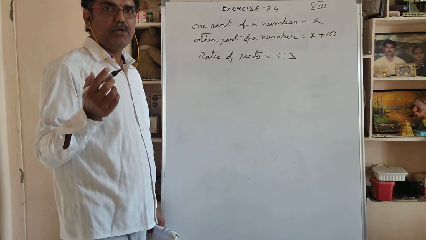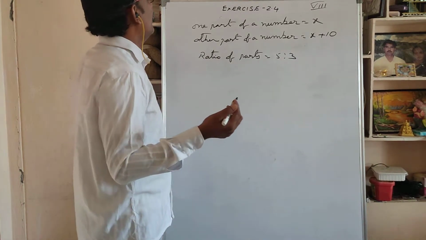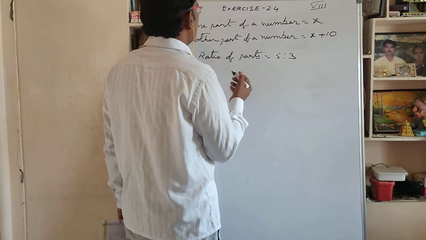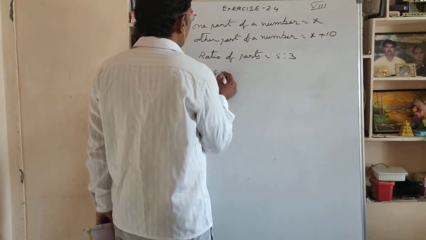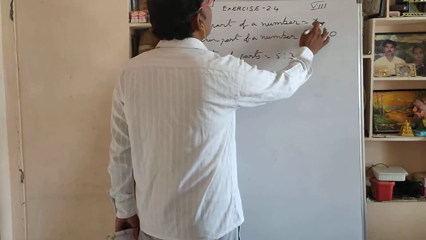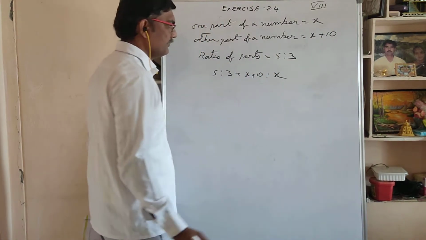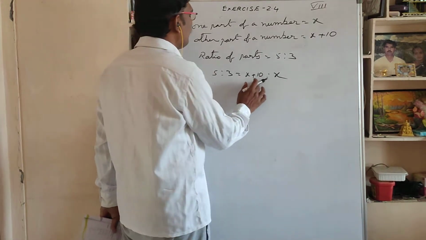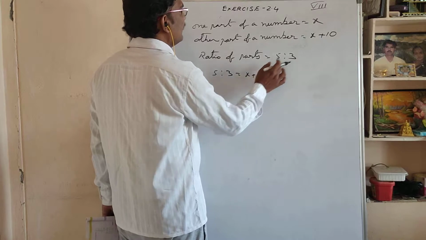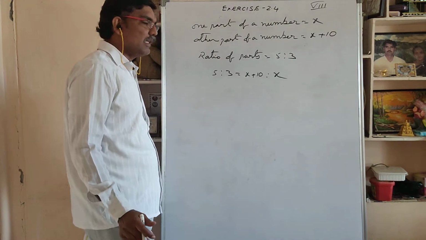So here we can do the same problem in so many methods. Now we will do this in ratios. 5:3 is equal to x plus 10 is to x. Why I took x plus 10 first is because in 5:3, the big number is 5 and the smaller number is 3. So here the big number is x plus 10 and the smaller number is x. I took it like that.